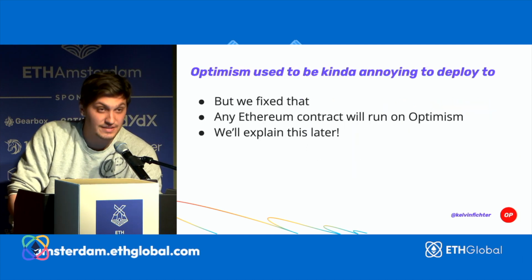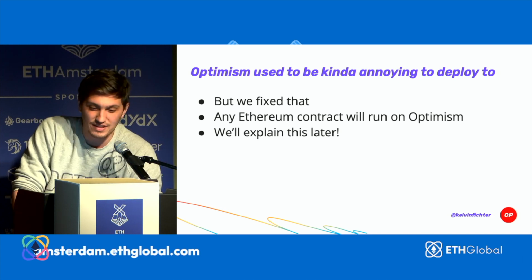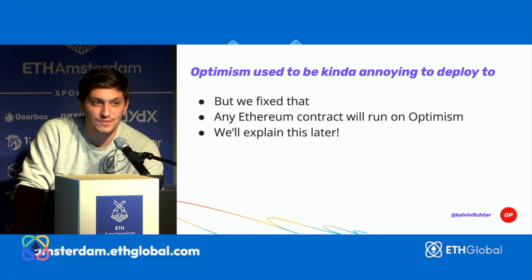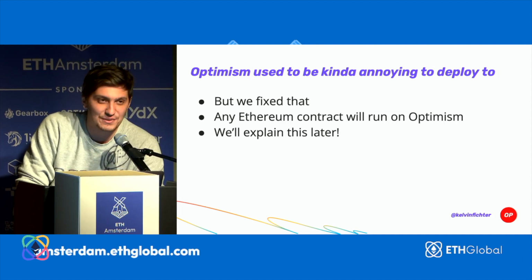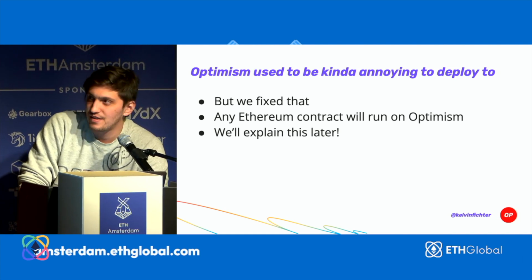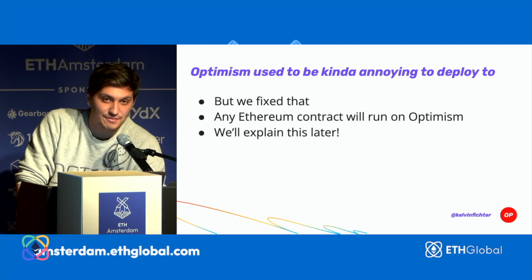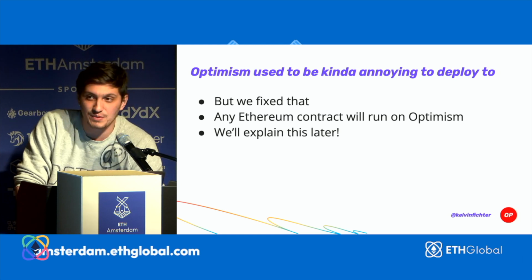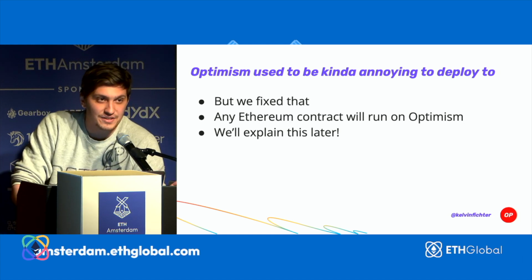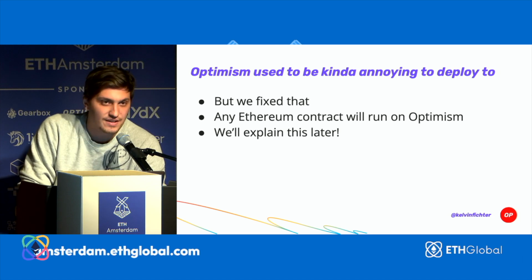So if you were working on Optimism maybe about a year ago, you would have known that Optimism used to be really annoying to deploy to because we had this custom compiler and it was a total nightmare and it made people really annoyed. So we got rid of it, and I'll talk a little bit about how we got rid of it. But for now, the reality is it's really, really easy to deploy. So anything that runs on Ethereum should run on Optimism. One-to-one, the gas is all the same, the contracts are the same, it runs the same bytecode. You can use Solidity, Vyper, whatever you want. Works really, really well. And we spent a lot of time trying to make that happen.